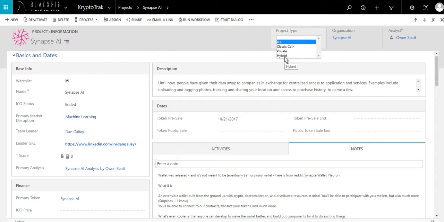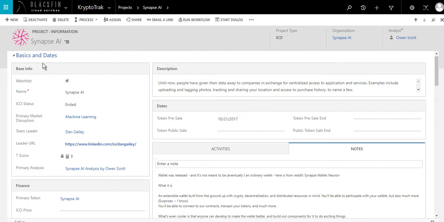I included the hybrid category because there are some that are sort of hybrid in that way. One that comes to mind just off the cuff is Simply Vital Health. Now, it's true that they had an ICO, but the nature of their actual platform is hybrid in the sense that it's a permissioned blockchain, but it has some public components to it. So anyway, that's what a hybrid might be. Most of what I've been looking at over the last year has been ICOs.